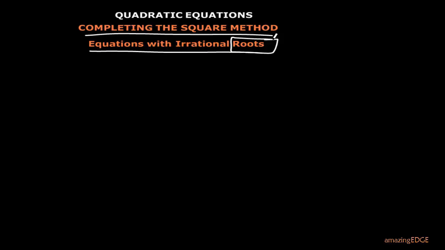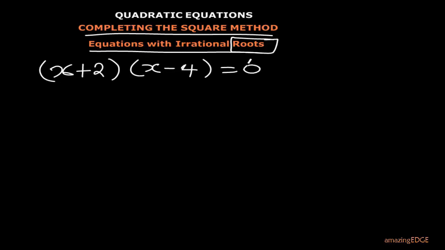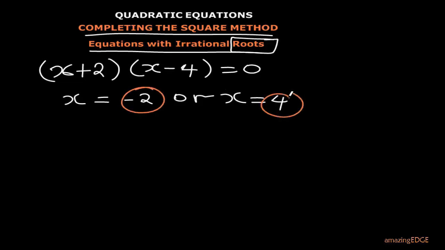For instance, when we handled (x + 2)(x - 4) = 0, we were able to get that the solution to this is x = -2 or x = 4. So this is what we call the roots of the equation. The root is simply the values that you will substitute here to get 0. So that is the solution to that quadratic equation.